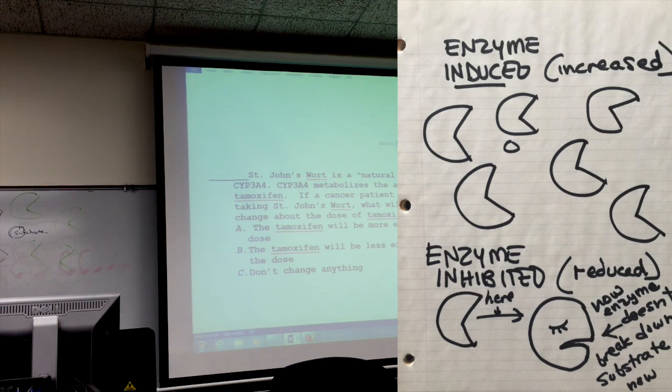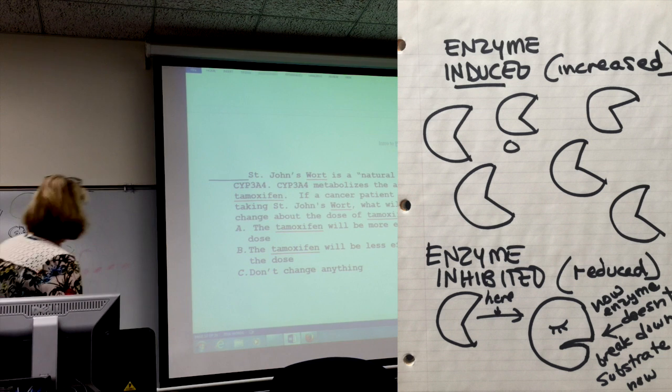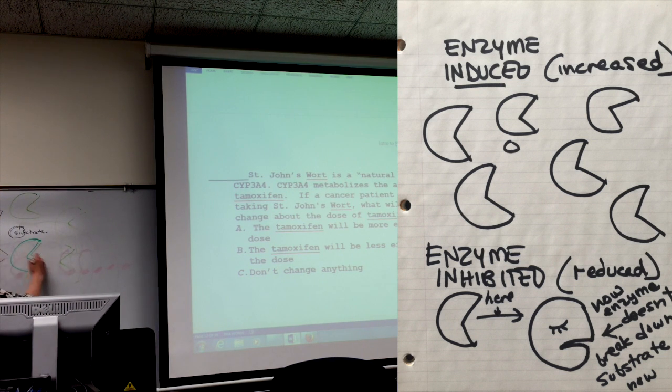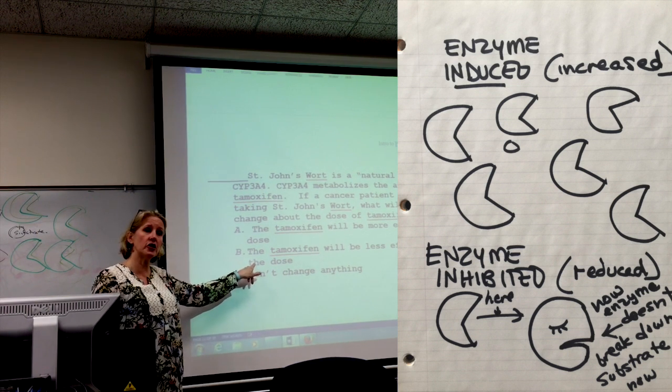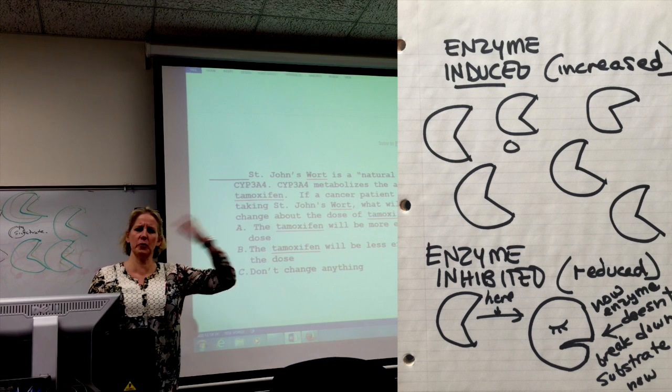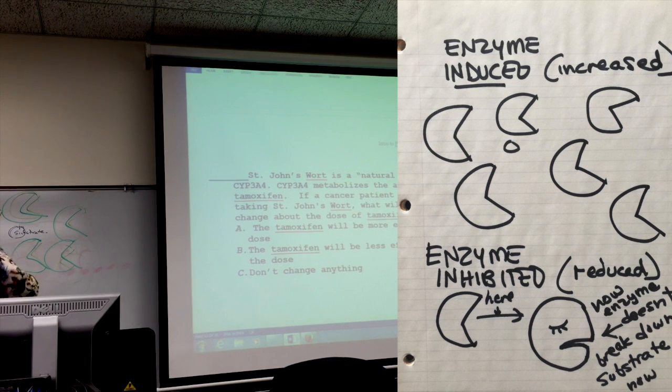Okay. The answer here is that the tamoxifen will be less effective, because if the St. John's wort is inducing the enzyme, it means you have way more enzyme around. All right? Which means when that tamoxifen hits the liver, it's going to get broken down very quickly. So now the tamoxifen is going to be less effective. So you have patients being taken care of for cancer. The cancer was responding really well initially to the treatment, and suddenly it's coming back. Sometimes that's because of other things like this.